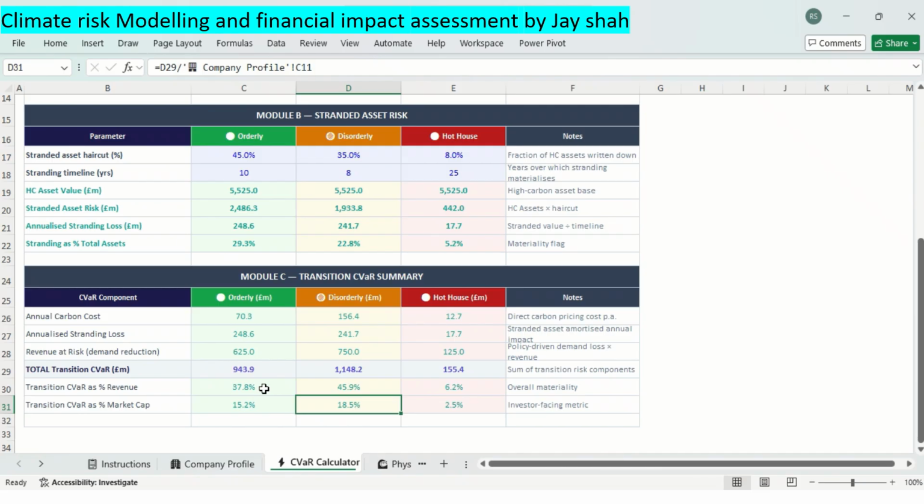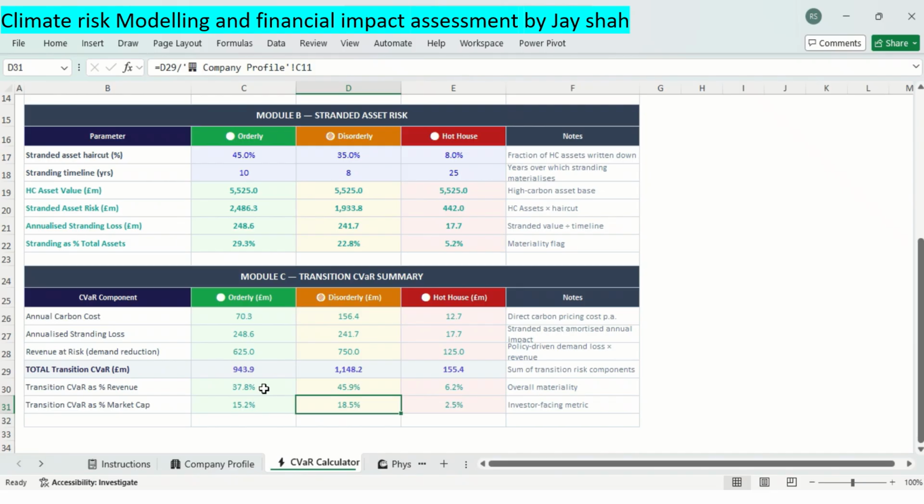In the orderly scenario, you already know the policy transition is coming up. In the disorderly scenario, the same thing is going on, most probably 18.5 percent, and in the hothouse world there will be more climate change and warming and trade-off between the physical and other things, and then investor facing metrics come up for those. So I hope you understand the CVaR.